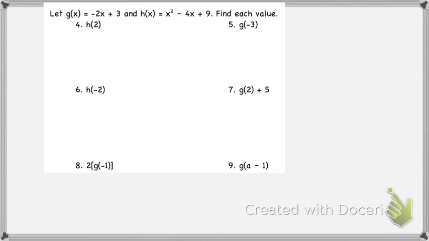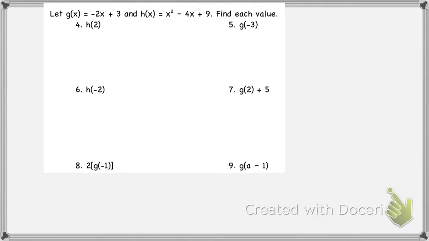Okay? So let g of x equal negative 2x plus 3. So g of x is just a different function named g. And h of x, a different function named h, equals x squared minus 4x plus 9. And we're asked to find these values. So our first one is h of 2.